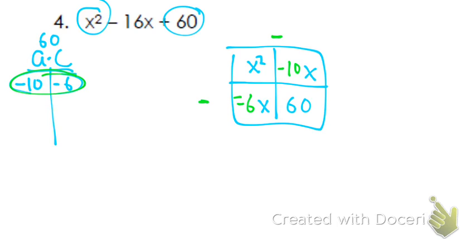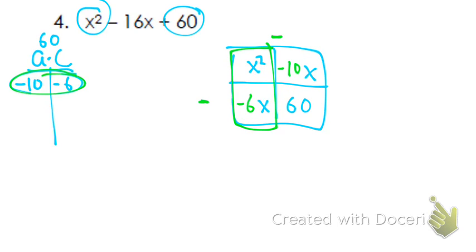Okay, now the way the box method works again is we're going to factor out. We're going to determine what the GCF is of each row and each column. It doesn't matter what order. It also doesn't matter what order we write those in. We could have put the negative 6 up top and the negative 10 in the bottom. So let's look right here first.